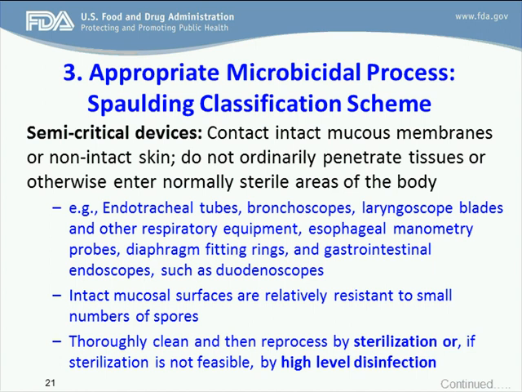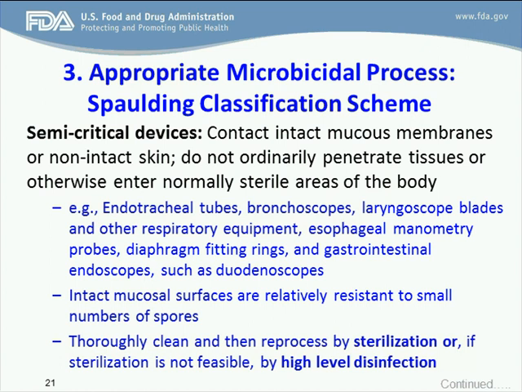Semi-critical devices contact intact mucous membranes or non-intact skin, but do not ordinarily penetrate tissues or otherwise enter normally sterile areas of the body. Examples of semi-critical devices include endotracheal tubes, bronchoscopes, laryngoscope blades, and other respiratory equipment, esophageal manometry probes, diaphragm fitting rings, and gastrointestinal endoscopes such as duodenoscopes. These devices should be thoroughly cleaned and then sterilized.